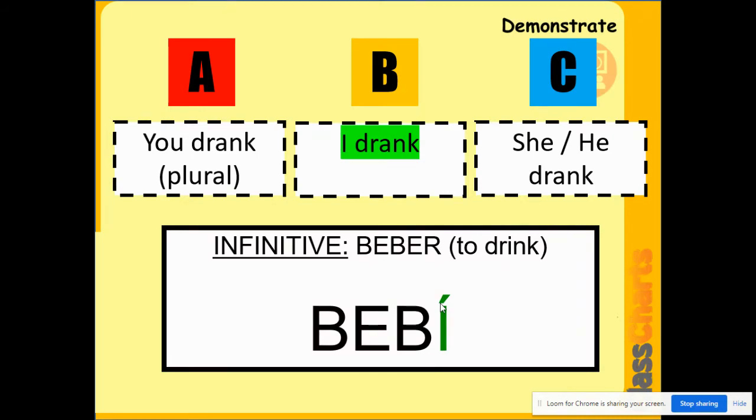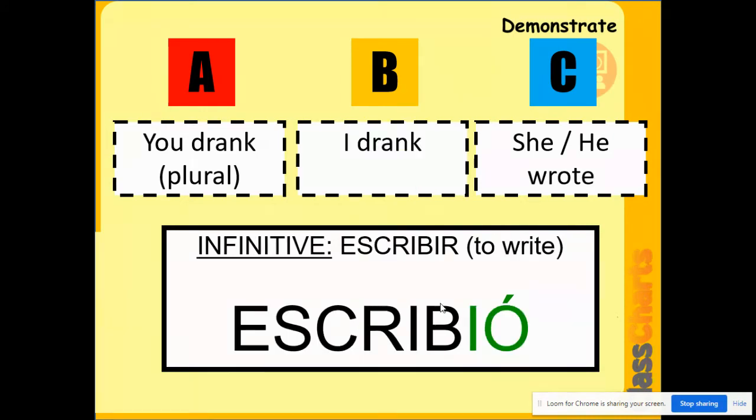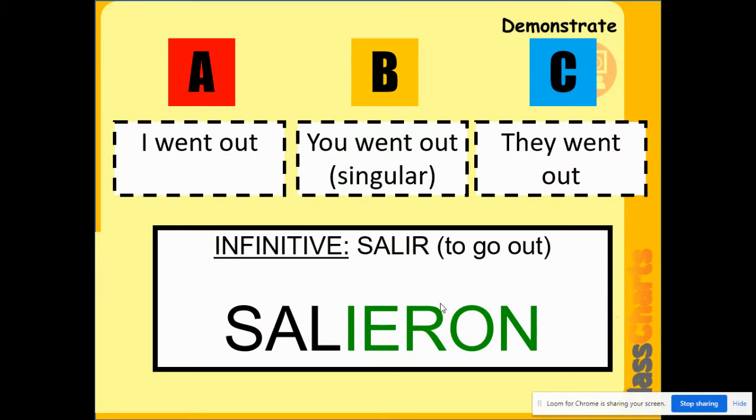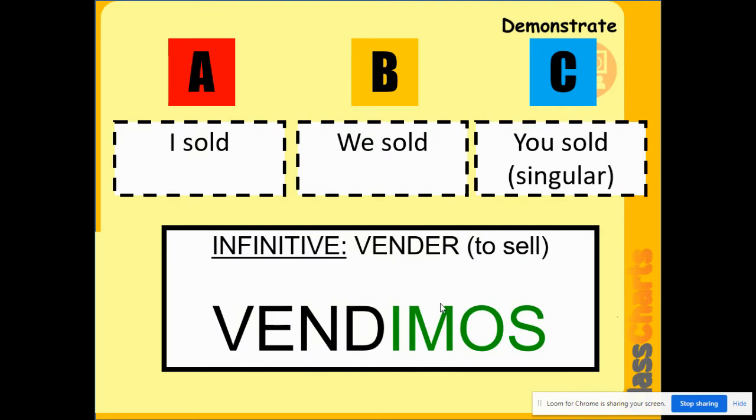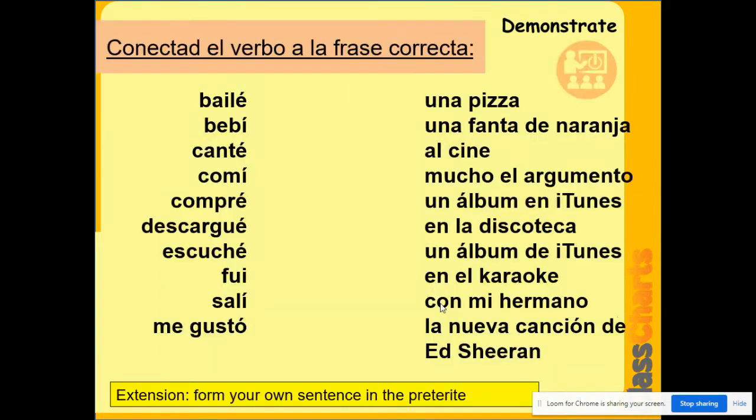I drank. Okay, very well done to those that got it right. Next one. Escribió. Again, I'm going to give you about 5 seconds to complete that. She wrote or he wrote. Okay, and next one, salieron. They went out. Okay, one more, vendimos. We sold. And that's it.